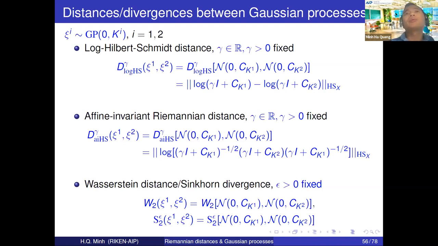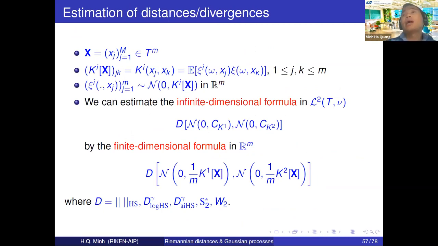So now we want to estimate them. We have to estimate them from finite dimensional versions. So if we have a finite set of points X here, and then we have these vectors f_i(x_j) distributed according to the Gaussian measures with zero mean and covariance matrices K_x, we want to be able to estimate this infinite dimensional formula from the finite dimensional one using K_x. It turns out that we can estimate them consistently by the finite dimensional distance or divergence between the Gaussian measures with zero mean and covariance matrices 1/m K1[x], 1/m K2[x], for all of the distances and divergences we have talked about.